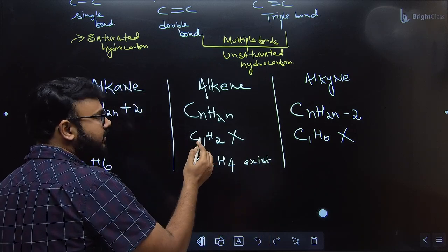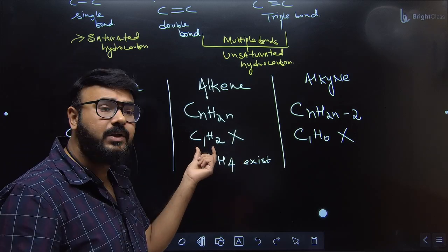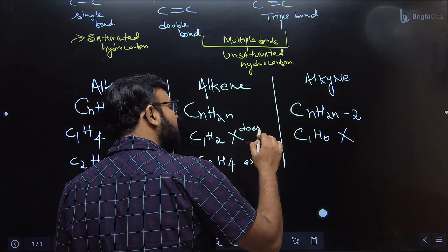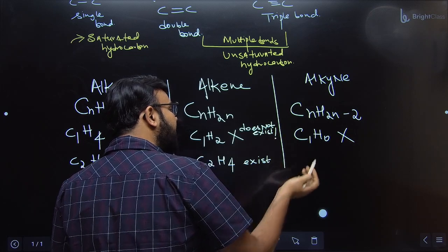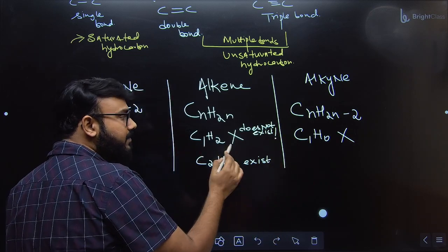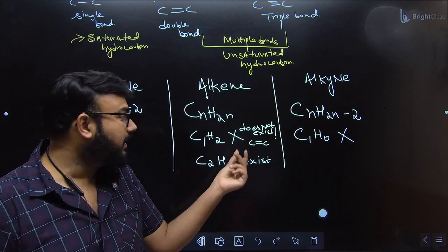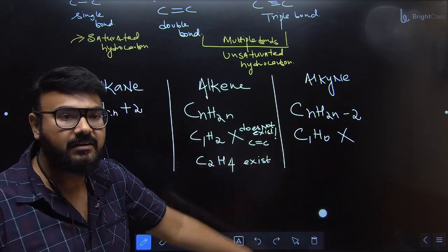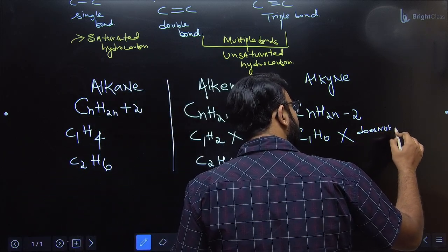Also, why does this not exist? Because carbon should have a double bond, but here only one carbon is there. So remember, it does not exist. The reason is their requirement: carbon carbon should have a double bond. So to have a double bond, we minimum require two carbons. Here only one carbon, and the same reason here. So here it does not exist.